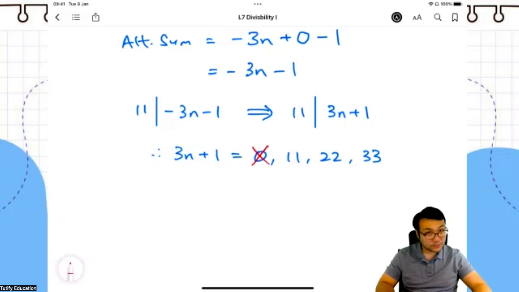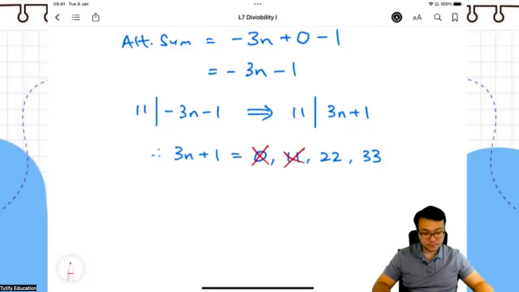Is there any value of n which is going to give you 11? Remember, it cannot be a fraction, right? It must be whole numbers. So if n equals to 3, you get 10. You cannot get 11. If n equals to 4, can you get 11? No. So is it ever going to be possible to get 11? No. Okay, what about 22?